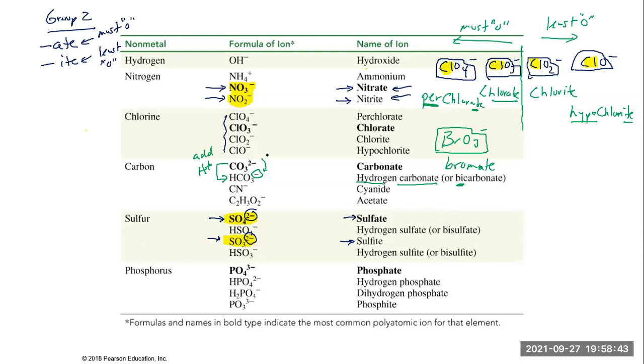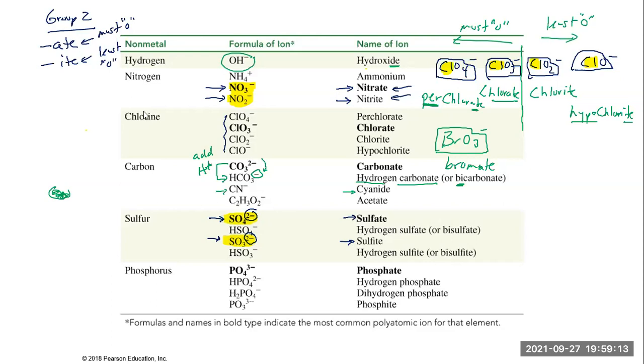Although a vast majority of everybody on this table or these polyatomic ion tables ends in ite or ate, there are some that still end in IDE, like OH minus is hydroxide. Another one is CN minus, there it is right there, is cyanide. So there are a few that do end in IDE, but a vast majority will be ate or ite.